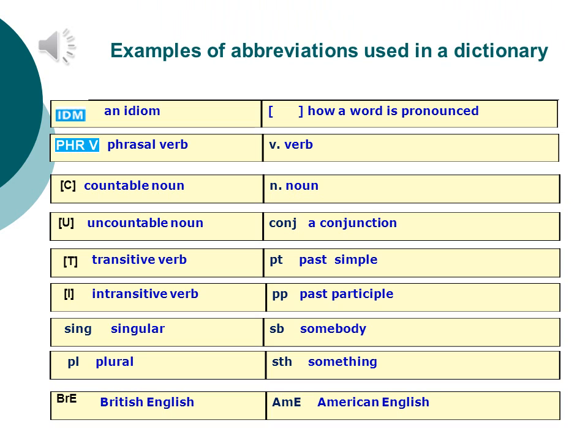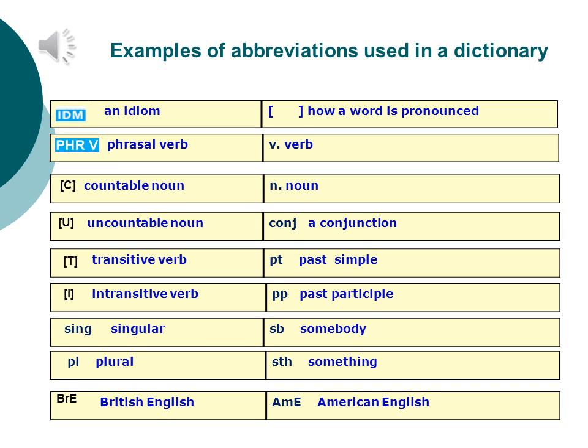Now, here is a list of examples of abbreviations that are normally found in a dictionary. The more advanced the dictionary, the longer the list of its abbreviations. You should become familiar with these abbreviations in order to understand the definition of a word better. Now let me go through the list with you. You may find, for example, IDM, which stands for an idiom.